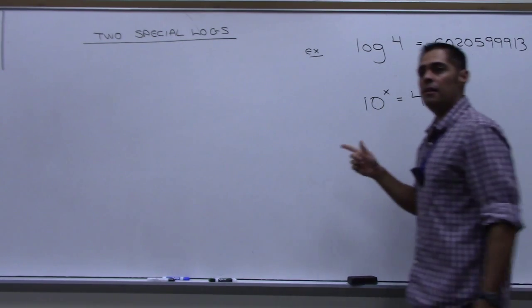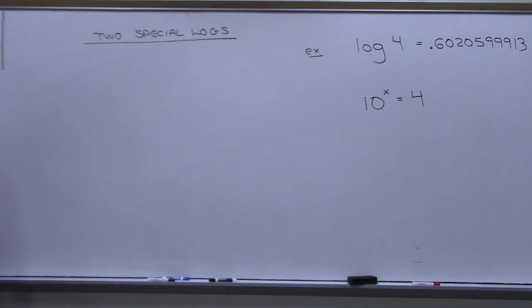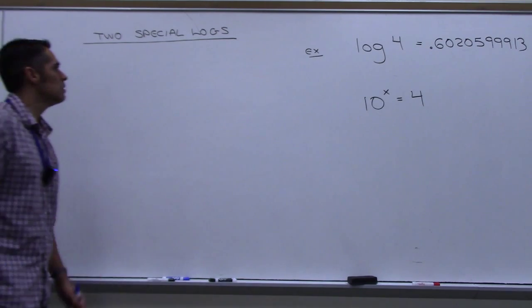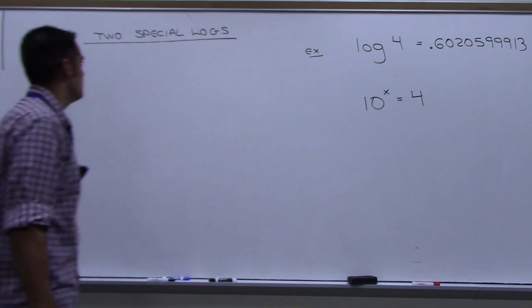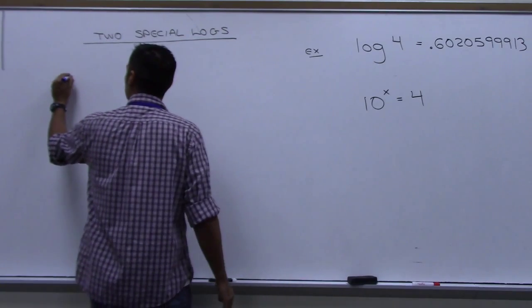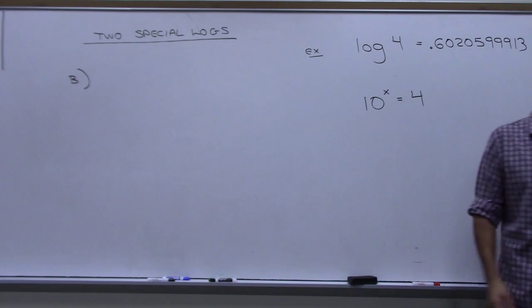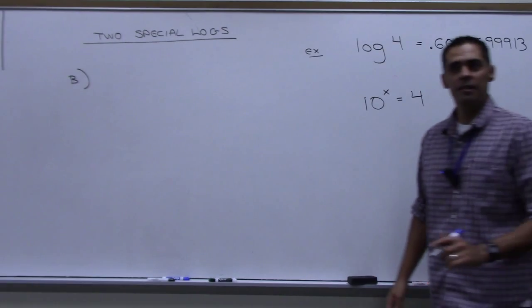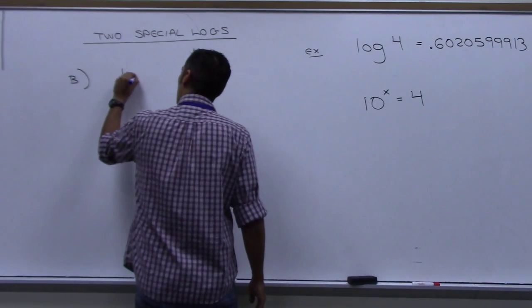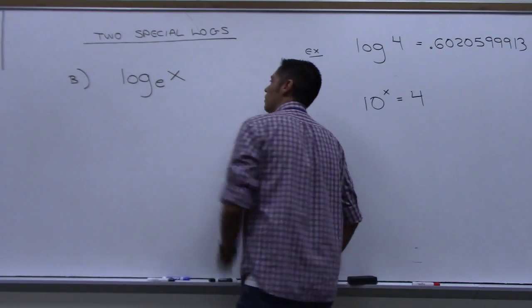So we have a key to take care of the base 10. We can do base 10 logs for anything, can't we? If your calculator has a key, we should be able to do it, right? Good. So we'll never get hung up on base 10 logs. Never. So that's the first special log. The second special log, anybody have a guess as to what it is? What base it is? Log base e. It's the log base e of x.